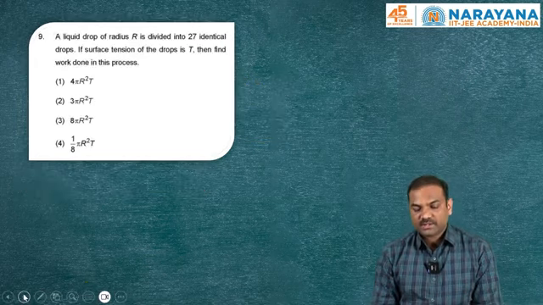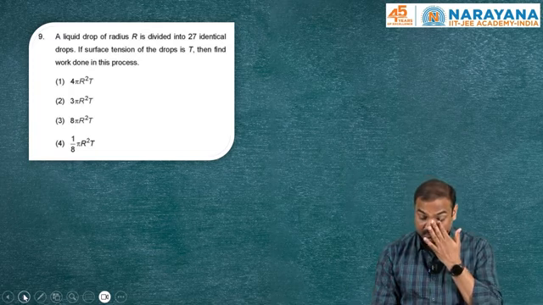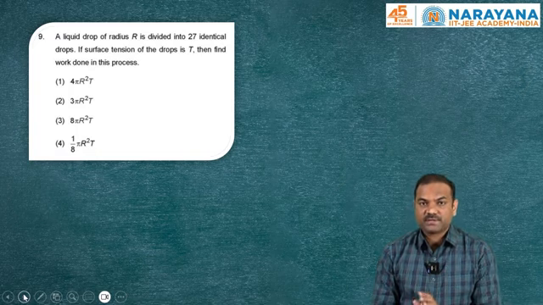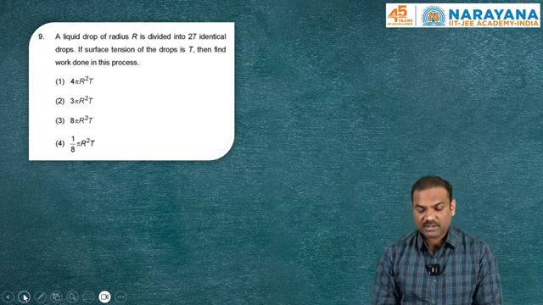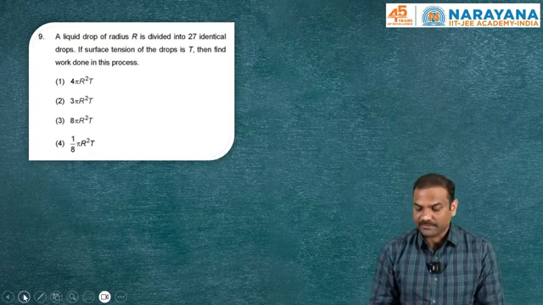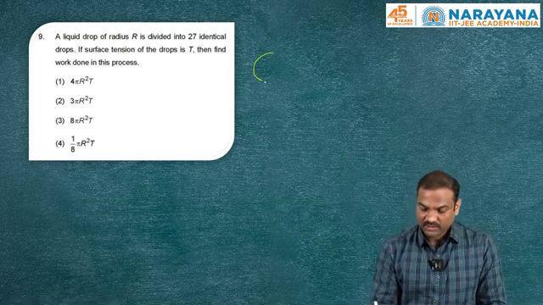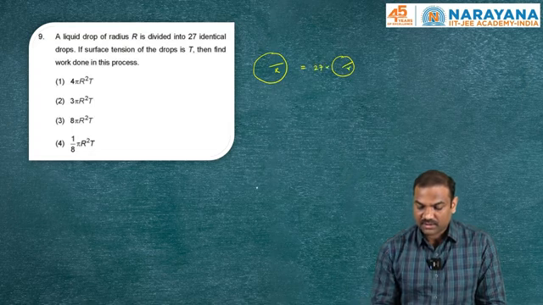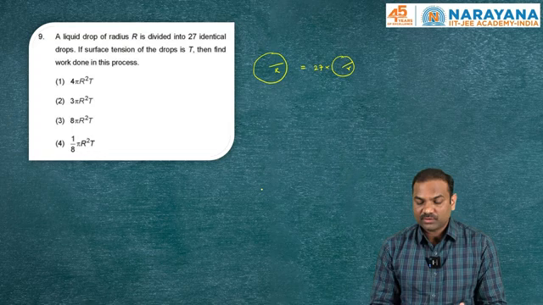So here we go with the next question, the ninth question. A liquid drop of radius r is given. One drop is divided into 27 identical drops. Surface tension is given. Then what is the work done in the process they're asking. So if I take the one drop of radius r, it is going to be divided into 27 drops. Then what would be the radius of the new drop?